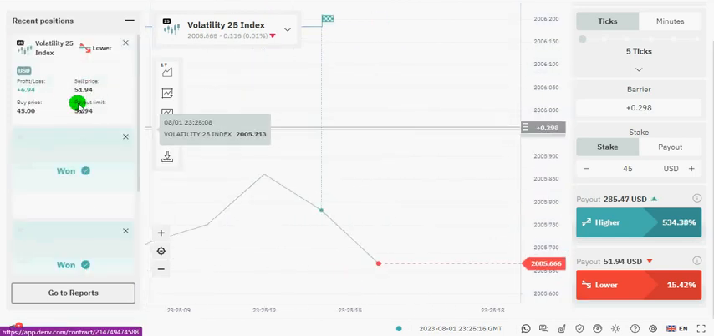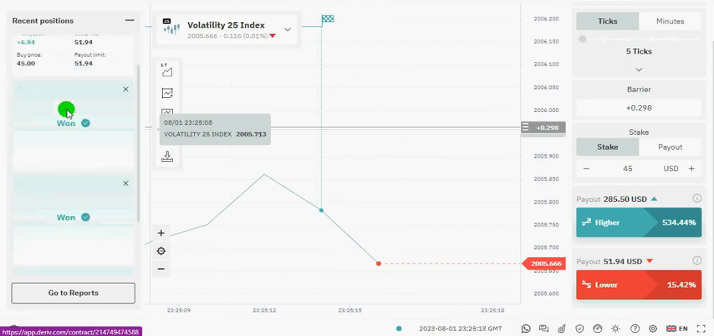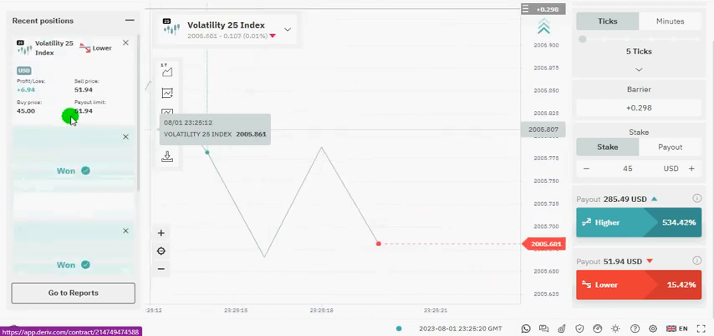So you can see we won that trade right there. So it's a trade win.